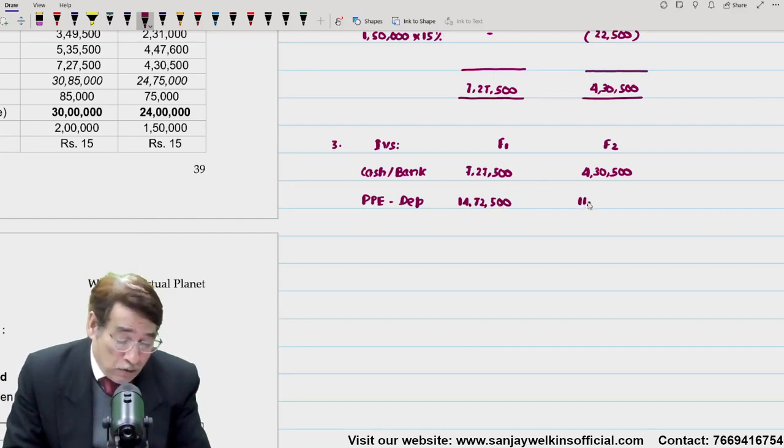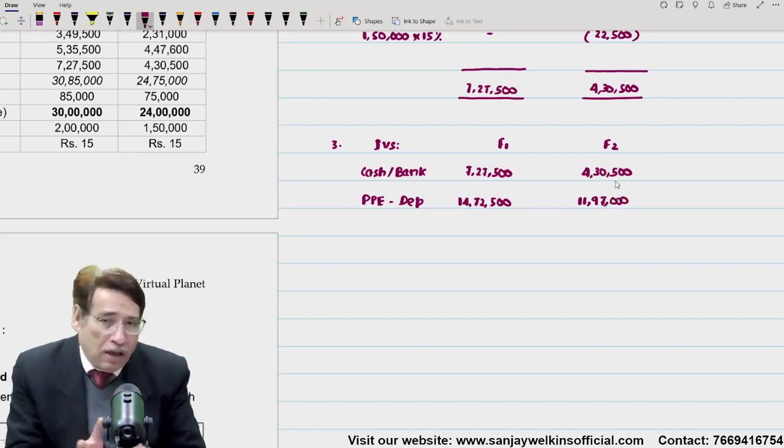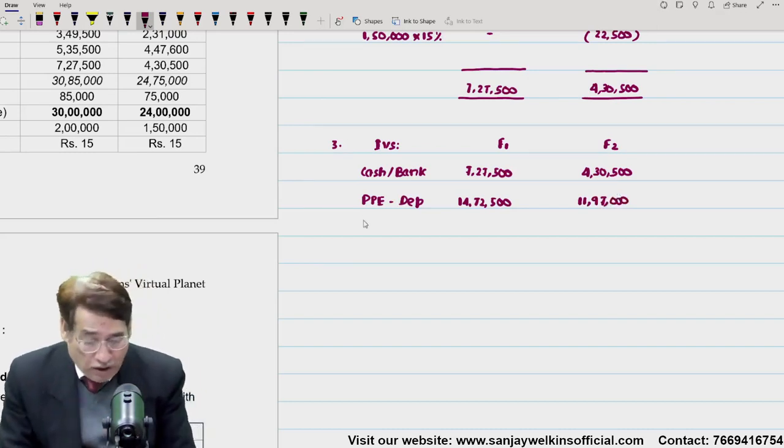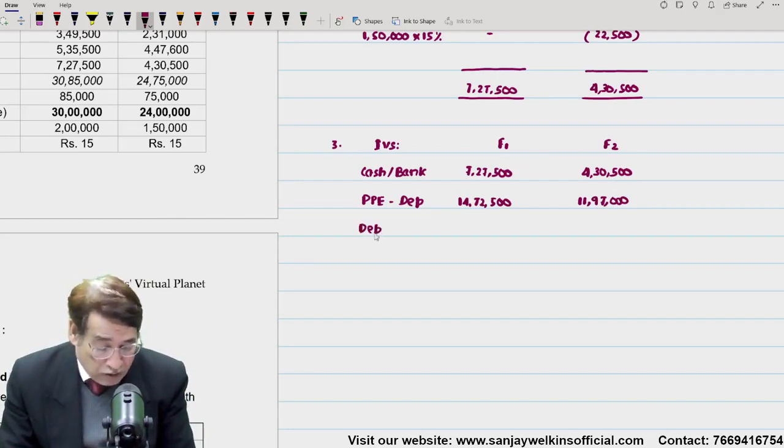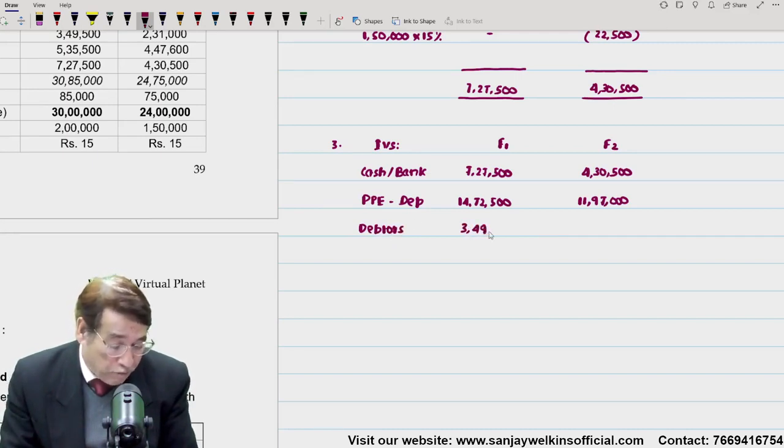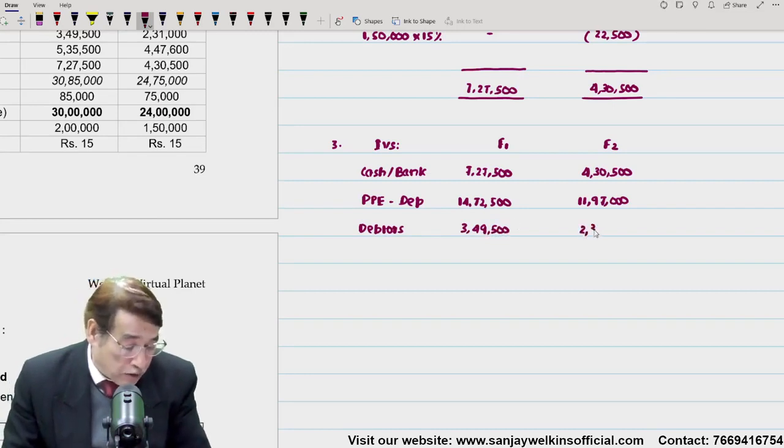Similarly, here also 11,97,000 will be the value. That is the value appearing on 1/4/2010, less 6 months depreciation. Then we will come across debtors. As far as debtors, there is no change. So I will simply write the balance sheet value 3,49,500 and 2,31,000. Is it clear to you?